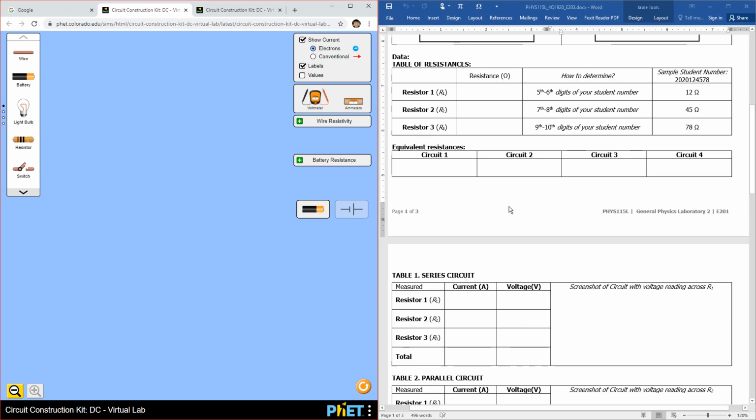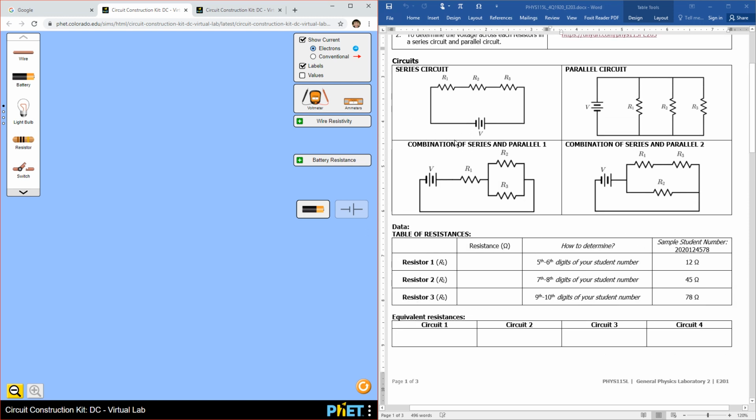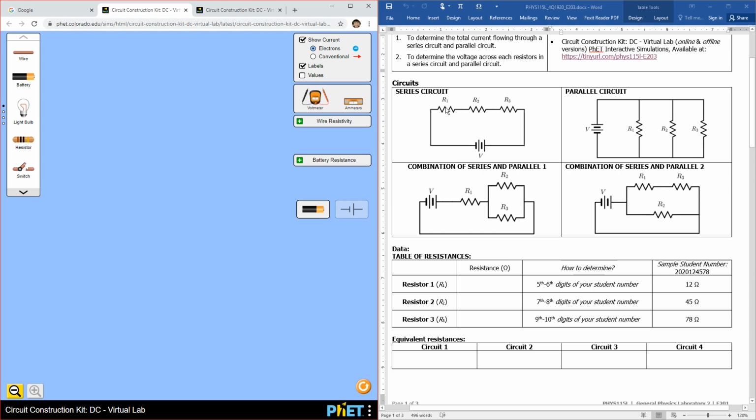But before that, let's look at the table of resistances. All in all, we will use 3 resistors for each circuit. How are you going to determine the value of the resistance for each resistor? Here we're going to use your student number. This is to make sure that you will use different resistances so that you will be able to practice this individually.